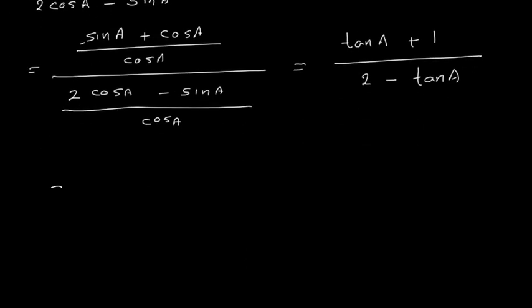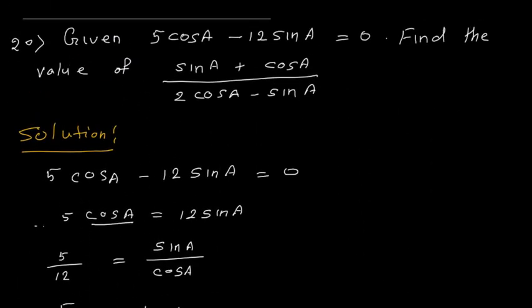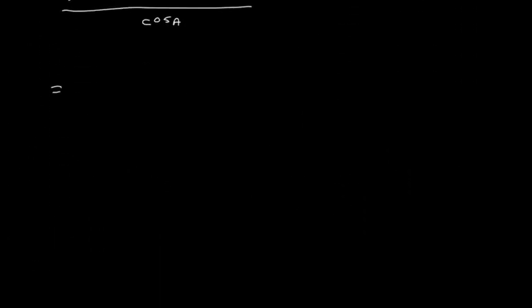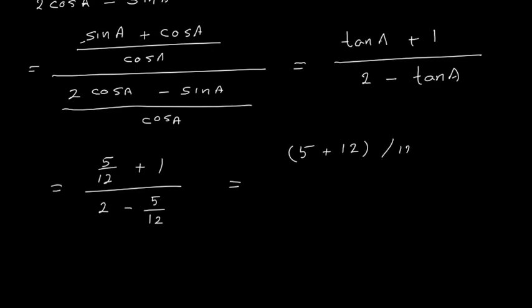So what is the value of tan A? The value of tan A is 5 upon 12. So I will write 5 upon 12 plus 1 divided by 2 minus 5 upon 12. So this is (5 plus 12) whole divided by 12, whole divided by (2 into 12 minus 5) divided by 12.